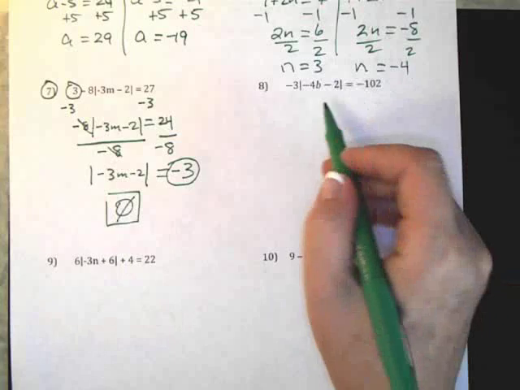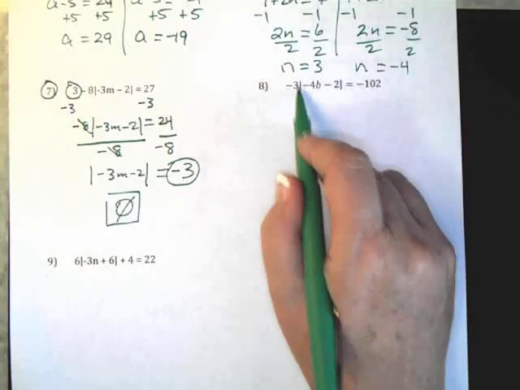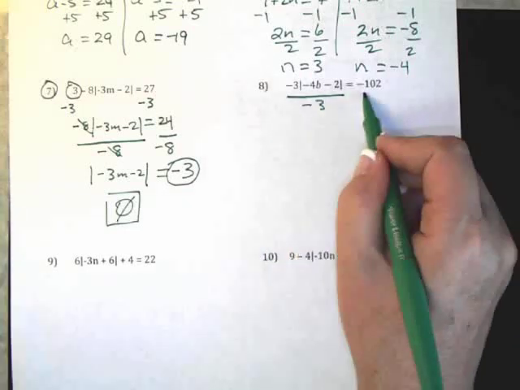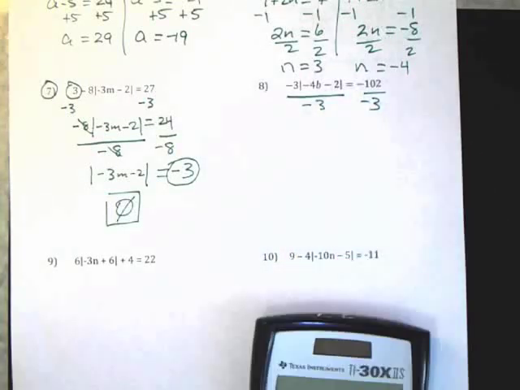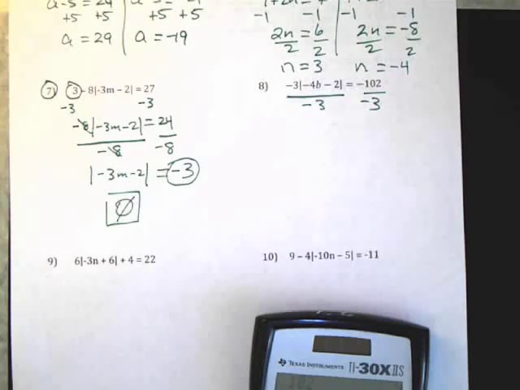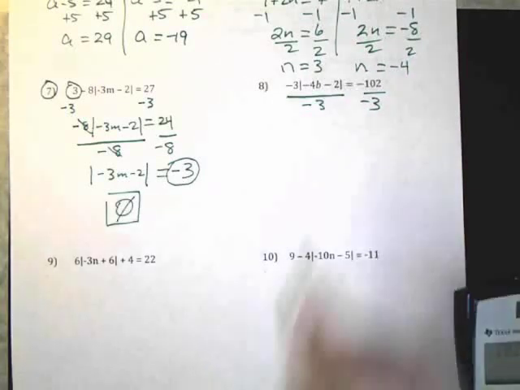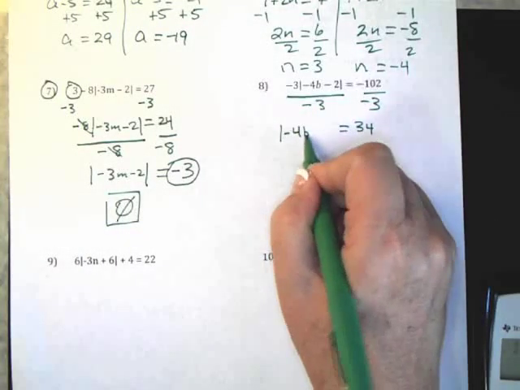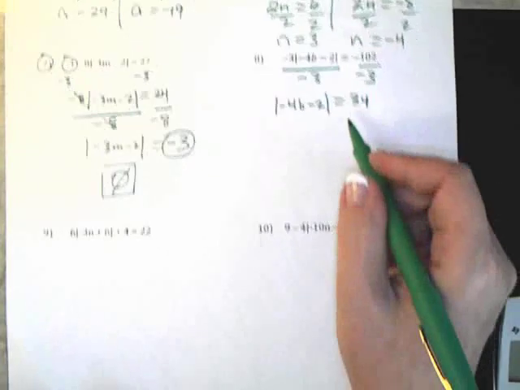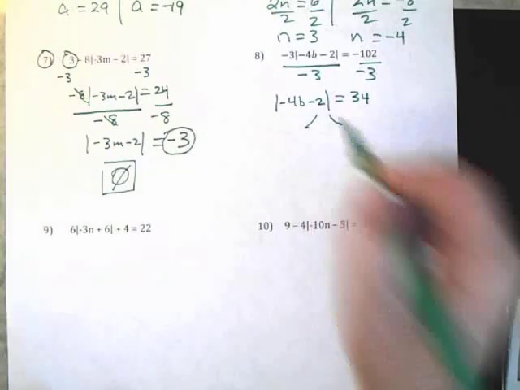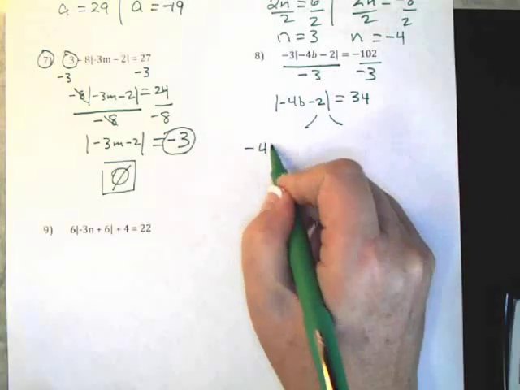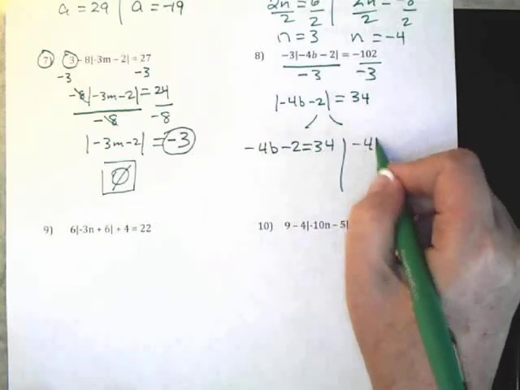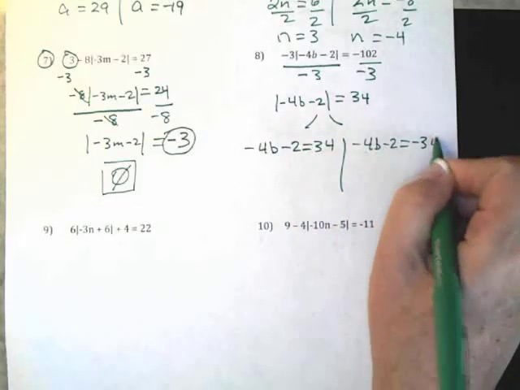Over on number 8, we need to get rid of the negative 3 as our first step. Since it's sitting right next to the absolute value, remember that means to multiply. The opposite of that would be to divide. So let's go ahead and divide negative 102 by negative 3 to give us a positive 34. On the left-hand side, we have negative 4b subtract 2, and that's in absolute value still. From here, we can go ahead and separate into two equations. Negative 4b subtract 2 equals 34, and negative 4b subtract 2 equals a negative 34.